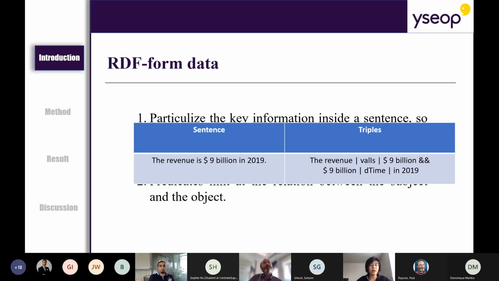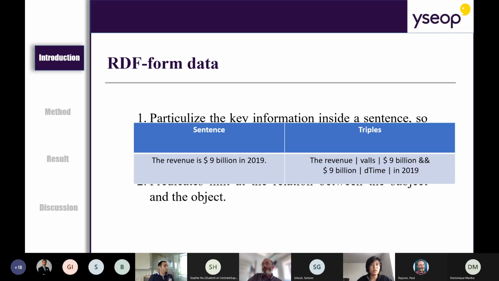The reason why we choose RDF form data is because it can particularize the key information inside the sentence so that it eliminates interference caused by irrelevant information, and its predicates hint at the relation between the subject and the object. Therefore, sentences of certain intention, that is to say, of certain semantic meanings, are extracted and transformed into RDF form data to constitute our data set.